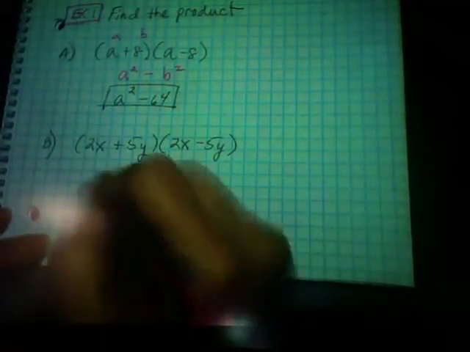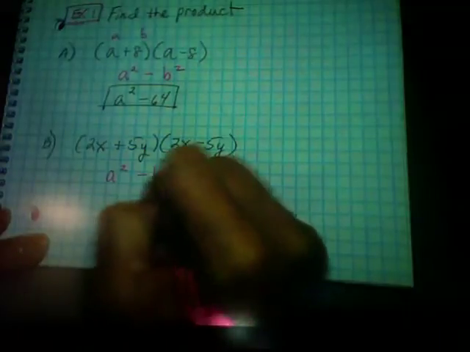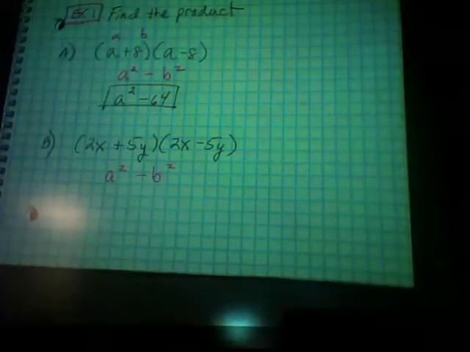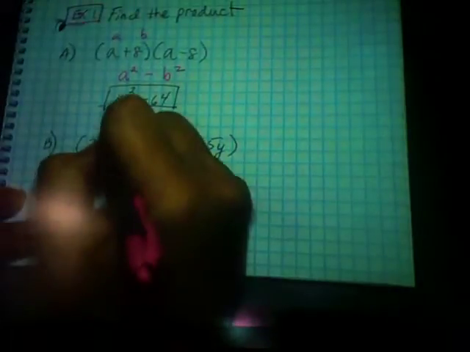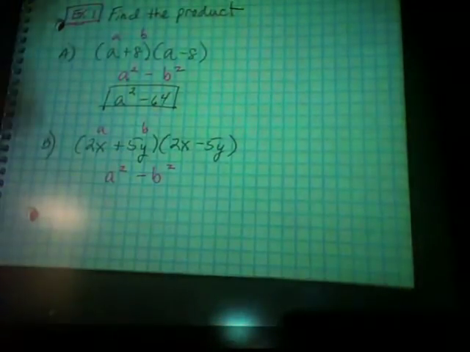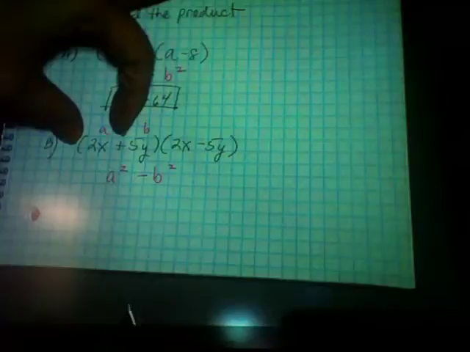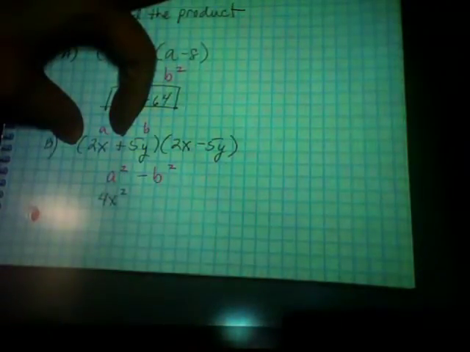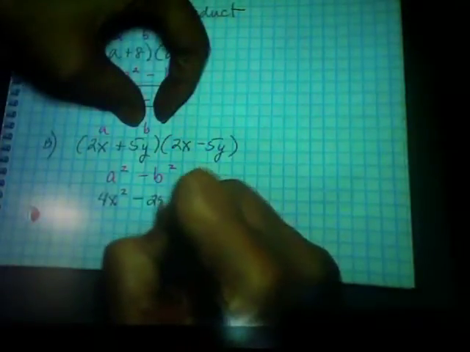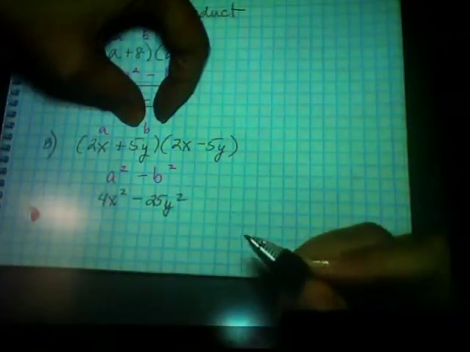So again, you might put a squared minus b squared because you realize that it follows the difference of two squares factor pattern. And if this is my a and this is my b, what is this squared? You have to square the coefficient and the variable, so 4x squared is correct, minus, what's this squared? 25y squared. Done.